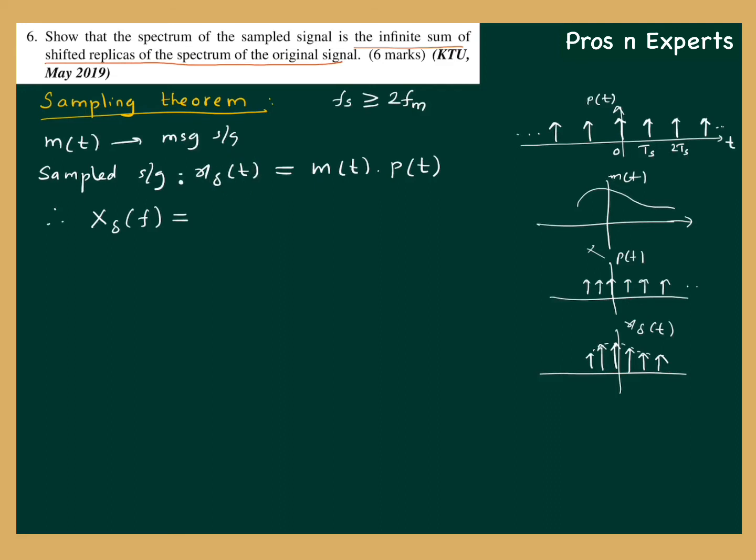Okay, so that will be equal to M of f convolved with P of f. Now care should be taken that P of t is a periodic signal, but we are going to take the Fourier transform of a periodic signal, right? Is that possible? Finding the Fourier transform of a periodic signal.